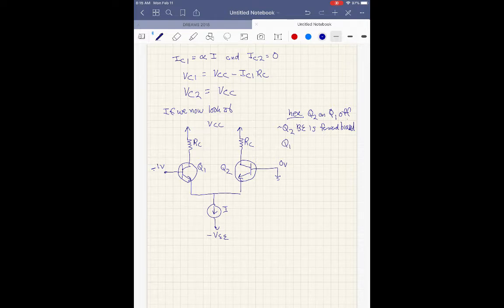Q1's base to emitter junction is reverse biased. Okay, IC2, I should have put some values in here. We're going to have no current going through Q1. We're going to have all the current going through Q2. It's going to be alpha, again, times I.